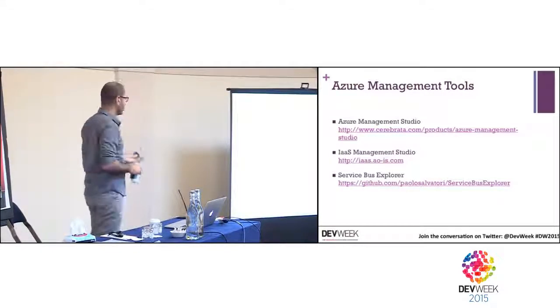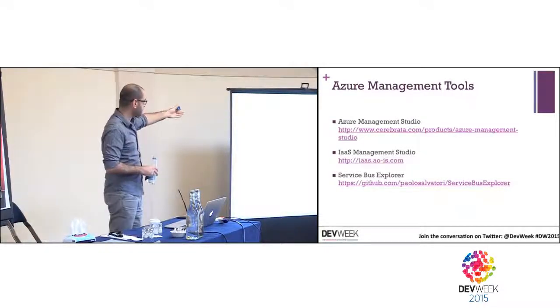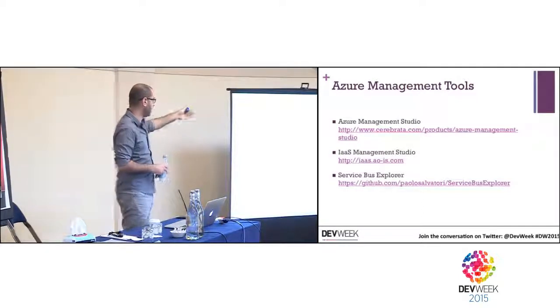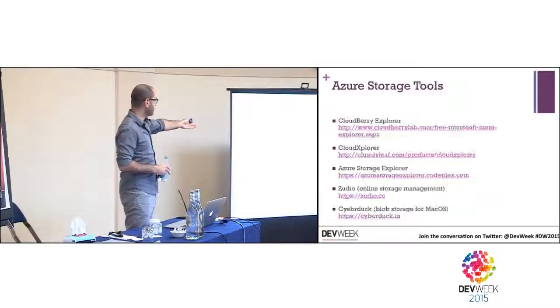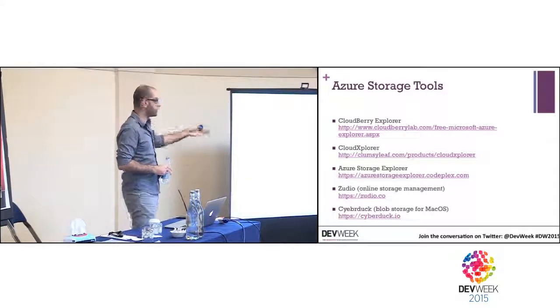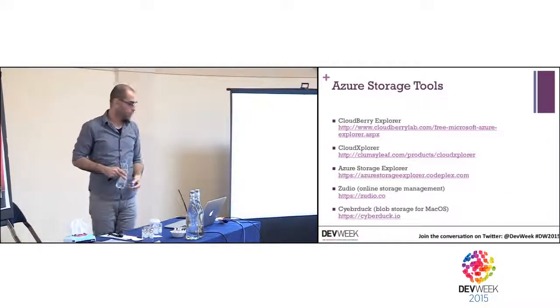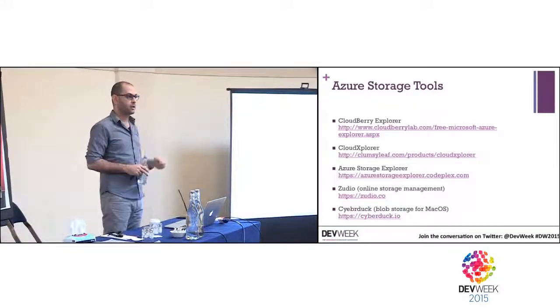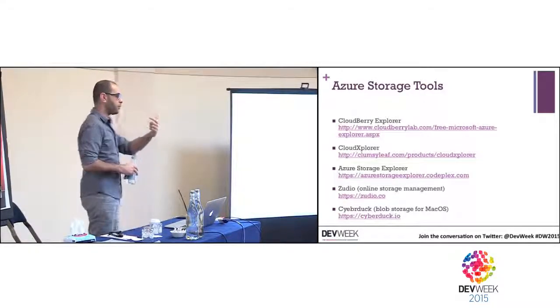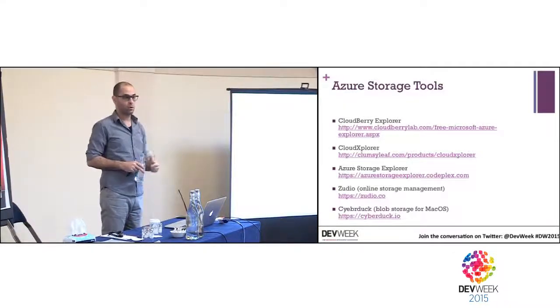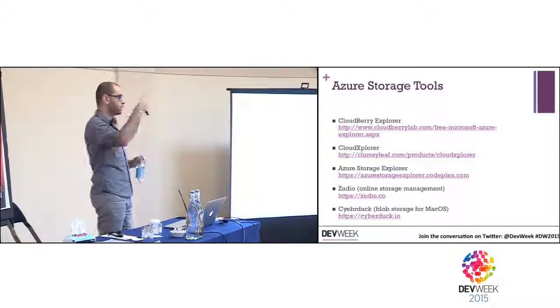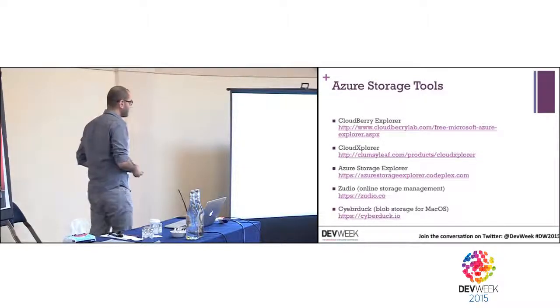Okay. Other great tools, Cloudberry Explorer. It has a free version and a paid version. That's only for blobs. Cloud Explorer and Azure Storage Explorer also for tables and queues. Best thing about Cloud Explorer is that using a single UI, you can manage both Amazon and Azure storage. Okay, so blob storage, S3 storage, and that sort of stuff.